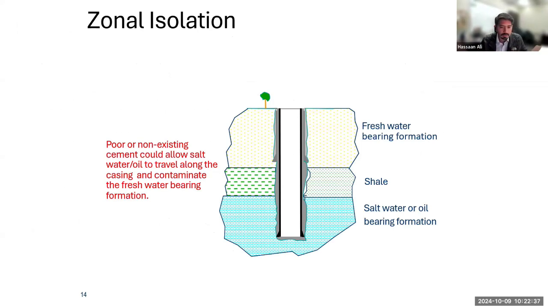And you can see right over here in this animation that if you don't have good cement, that means your cement is not completely sealing the space between your formation and the casing. What will happen is this salt water will travel along the casing and contaminate the freshwater bearing formation right over here. So the salt water and oil went from here to here and contaminated this freshwater formation.